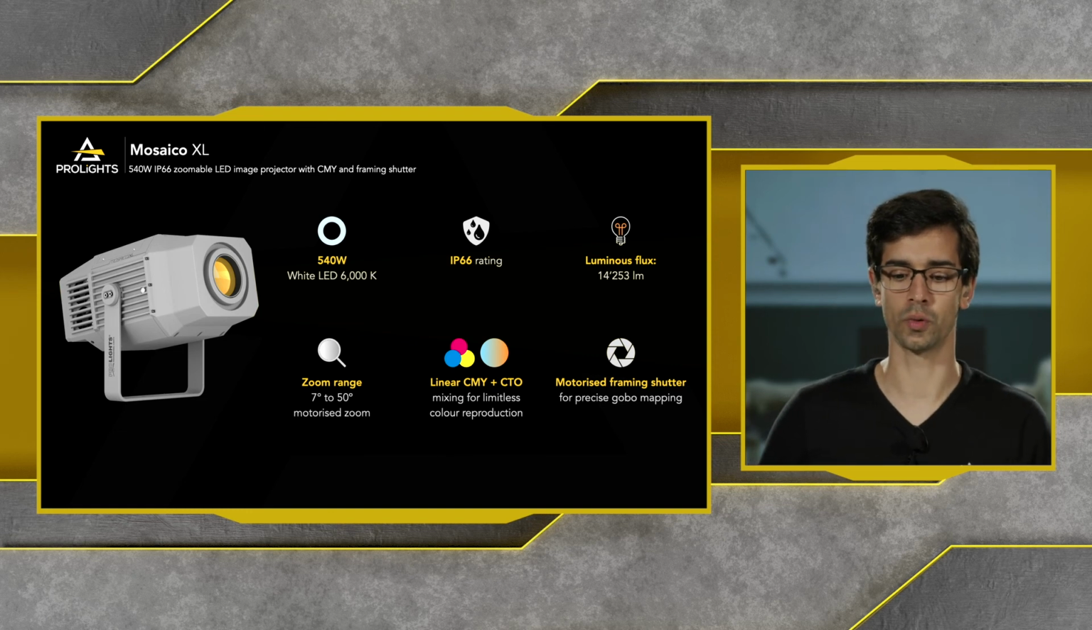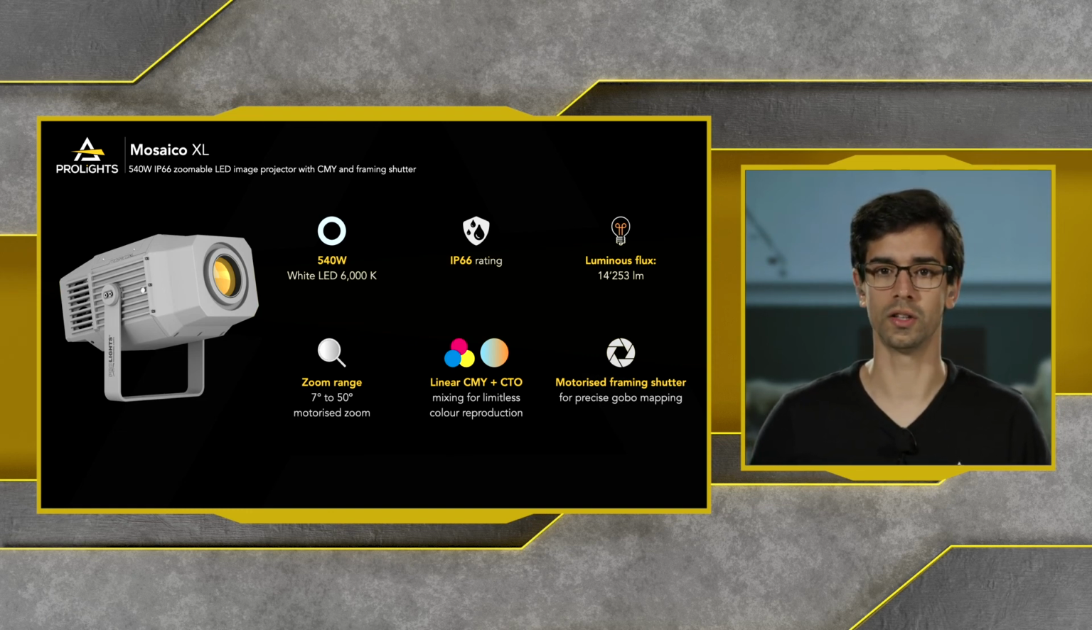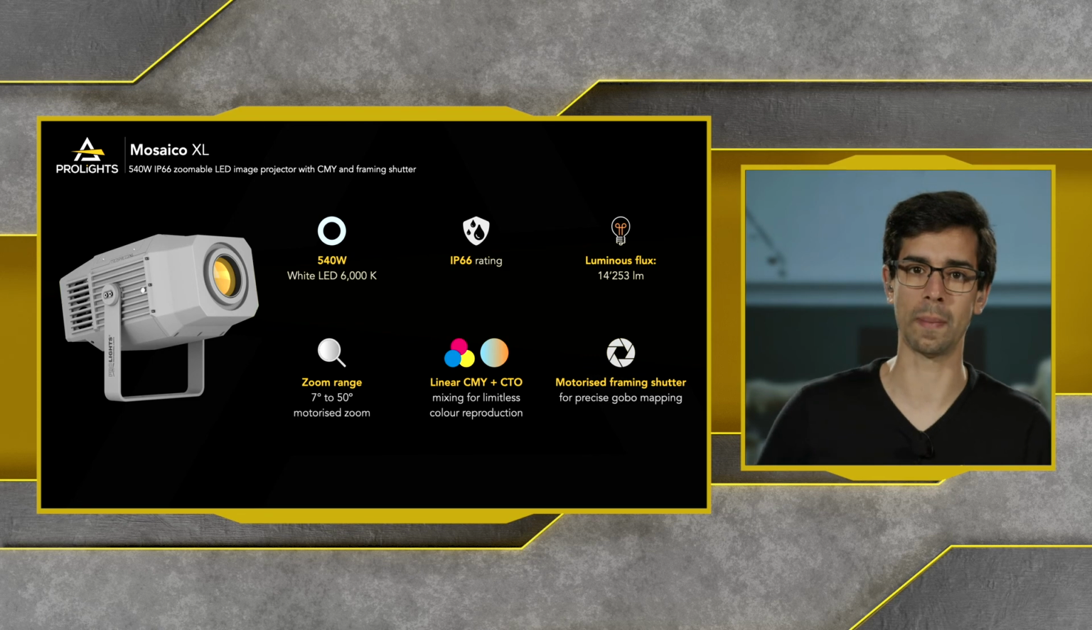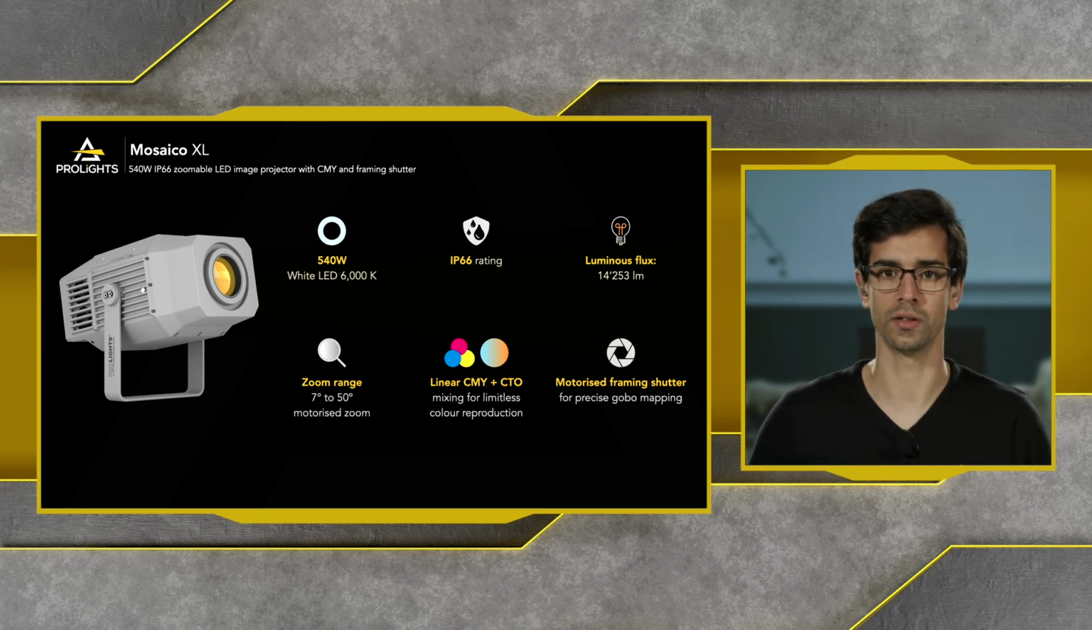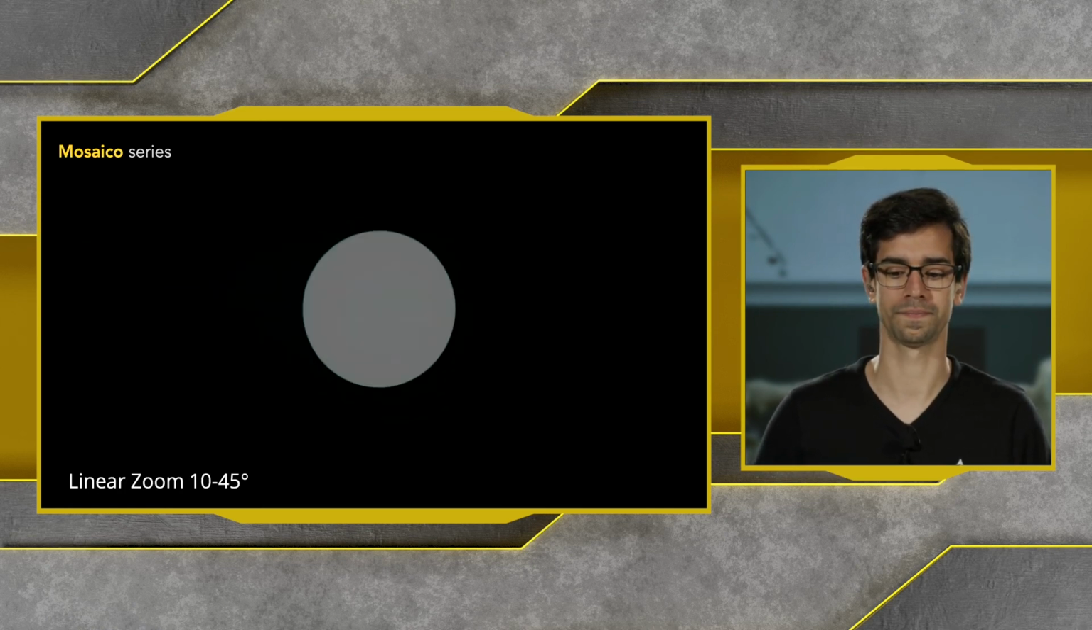And finally, we have a motorized framing shutter. With that, we can do precise gobo mapping. We can use those framing shutters to wrap our beam onto any objects. Whether it's a large building, or we're doing a little mapping animation onto buildings, the Mosaico XL is the exact unit that you should be using for your projects.